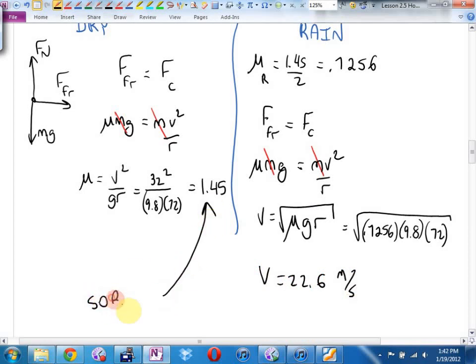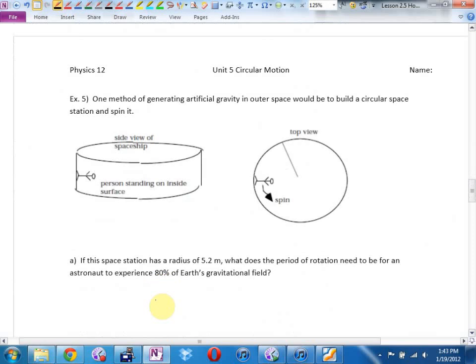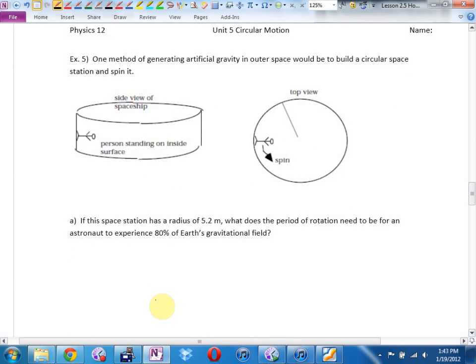Need applications. One method of generating artificial gravity in outer space would be to build a circular space station and spin it. Yep. Like that picture there. So, if this space station has a radius of 5.2 meters, what does the period of rotation need to be for an astronaut to experience 80% of the Earth's gravitational field?